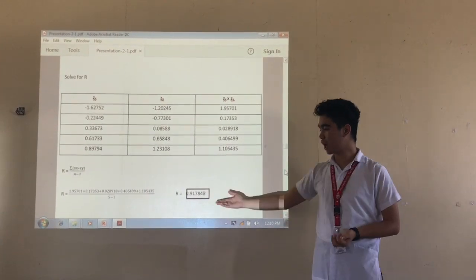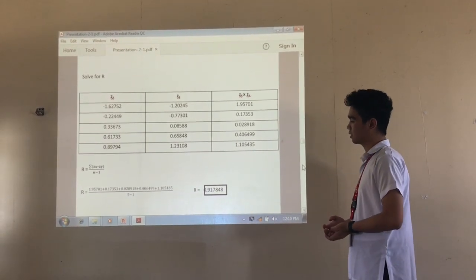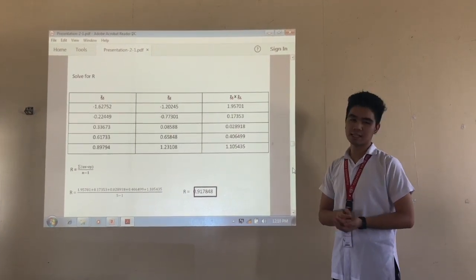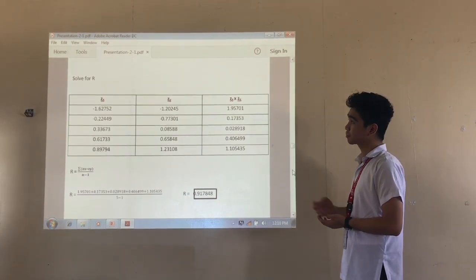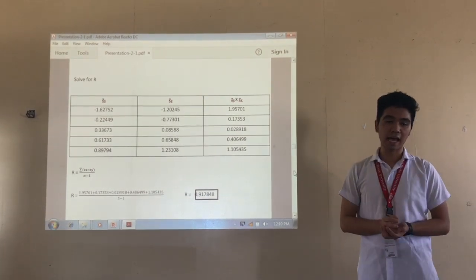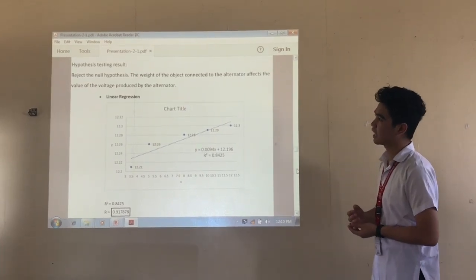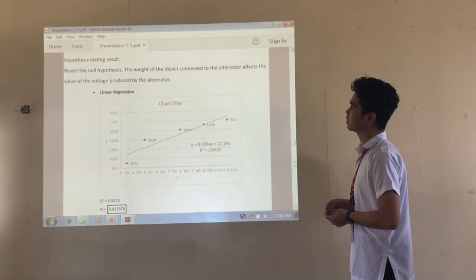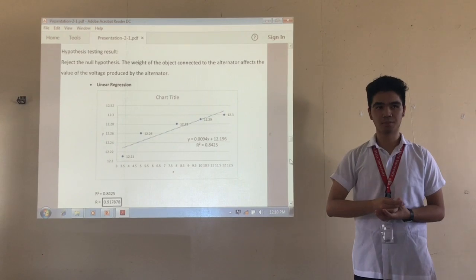At ang ating pong r ay 0.91784, which is nagsasabi na ang ating null hypothesis ay rejected. The weight of the object connected to the alternator affects the value of the voltage produced by the alternator.